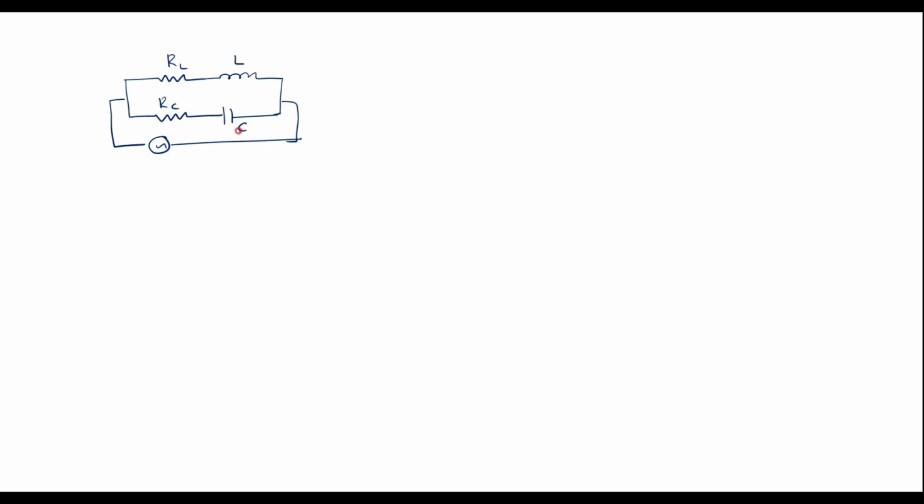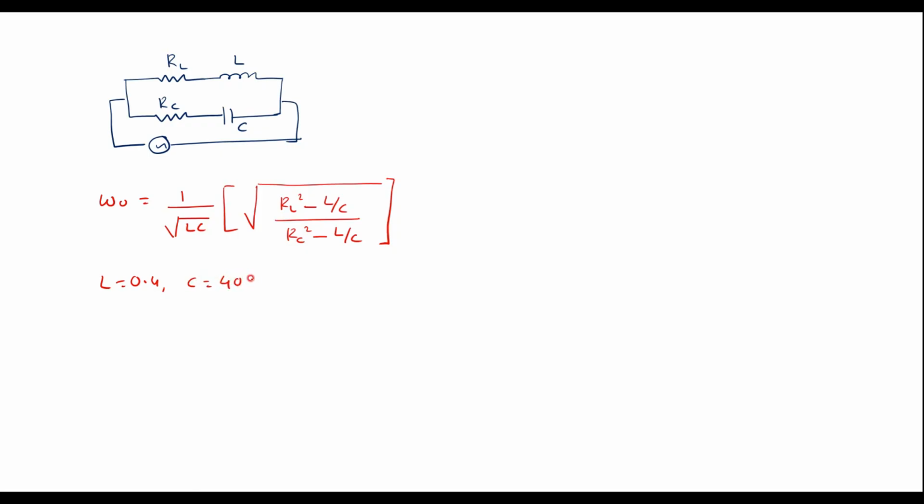The parallel resonant frequency expression is given by omega naught is equal to 1 upon square root of LC under root RL square minus L by C divided by RC square minus L by C. This is the formula used to calculate resonant frequency in the case of a two-branch parallel circuit. So here the given values are L is equal to 0.4 and C is equal to 40 into 10 power minus 6 farad.